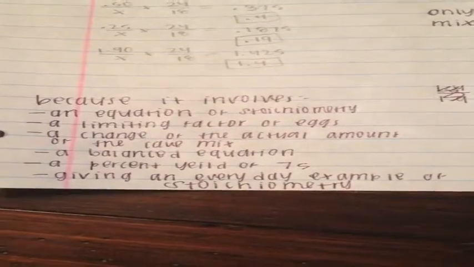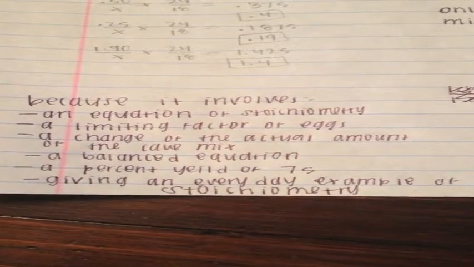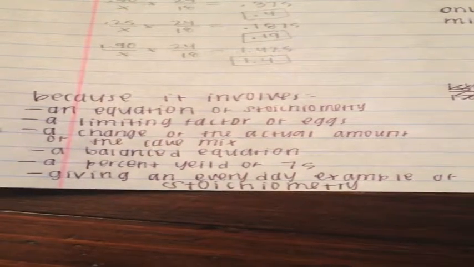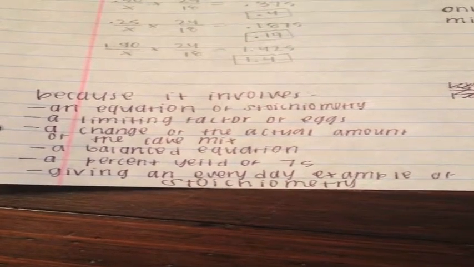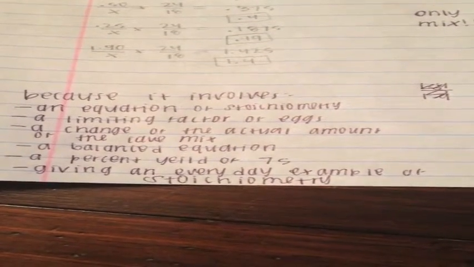Why? Because it involves an equation of stoichiometry, a limiting factor of eggs, a change of the actual amount of the cake mix, and a balanced equation, a percent yield of 75, giving an everyday example of stoichiometry.